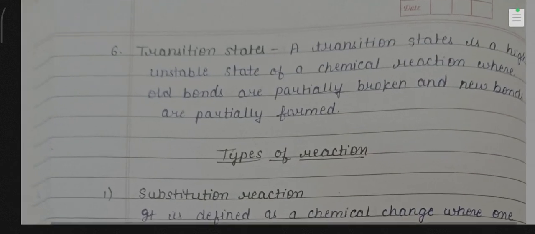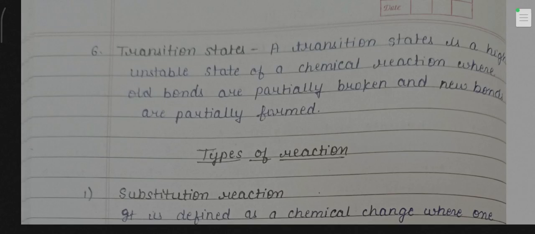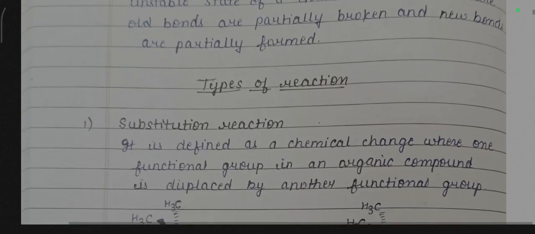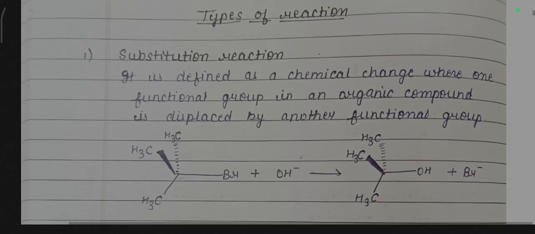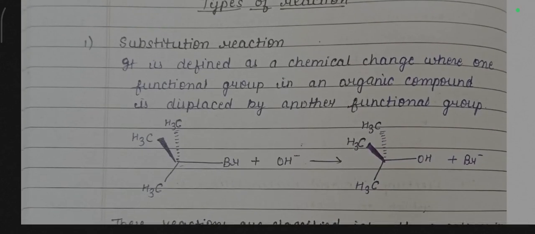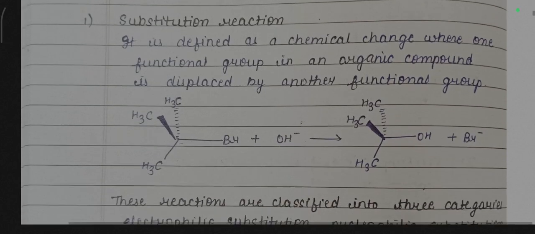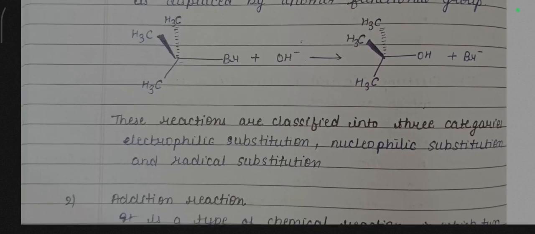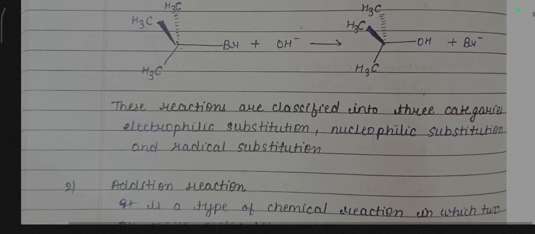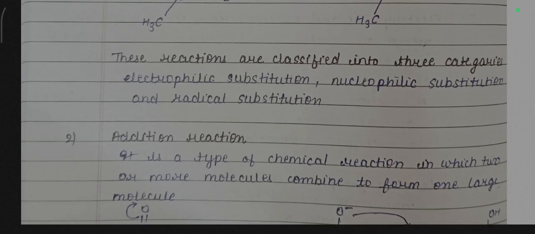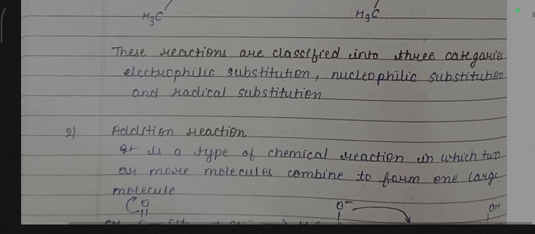A transition state is a highly unstable state of a chemical reaction where old bonds are partially broken and new bonds are partially formed. Types of reaction. Substitution reaction: it is defined as a chemical change where one functional group in an organic compound is displaced by another functional group. These reactions are classified into three categories: electrophilic substitution, nucleophilic substitution, and radical substitution.